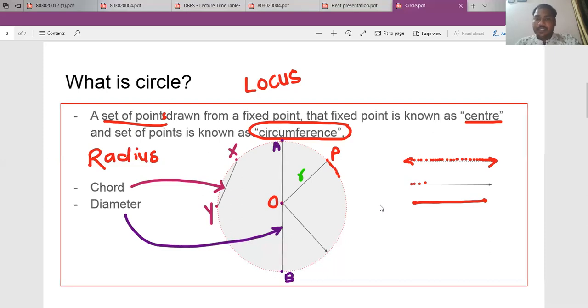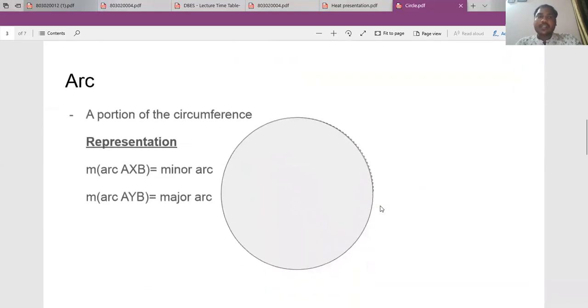Okay, now we will move to the next topic, which is related to the arc. You all can see this on your screen. These are the dotted things you can see. This dotted part is nothing but a portion of the circumference. See this, this is the portion of the circumference. You all will get the idea.